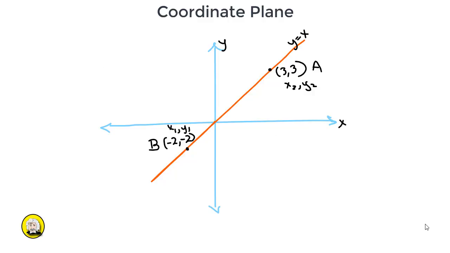Last but not least, we want to know about the distance between the 2 points A and B on the line segment. How would I go about determining that? Well, in this case, my distance formula is as follows.